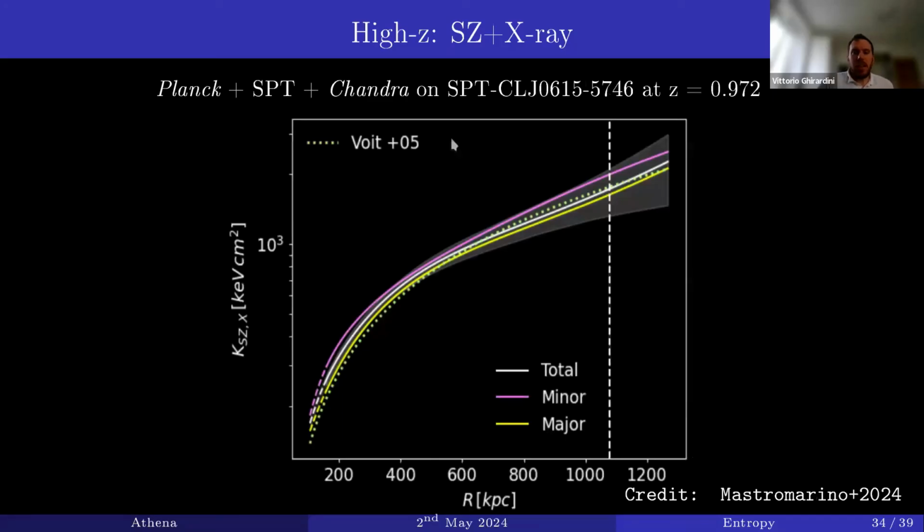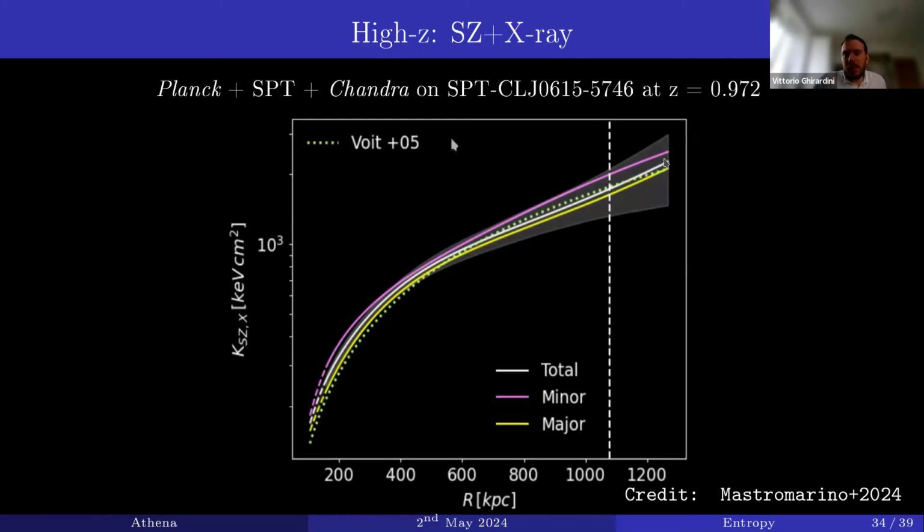This was also shown in a recent work, when the combination was done by combining SZ from Planck and SPT and Chandra on these SPT clusters, also at redshift of roughly 1. And you see here in white the measured profile. And in this dotted curve, you see the power law. Note that it is not aligned because the x-axis is not in a log scale.